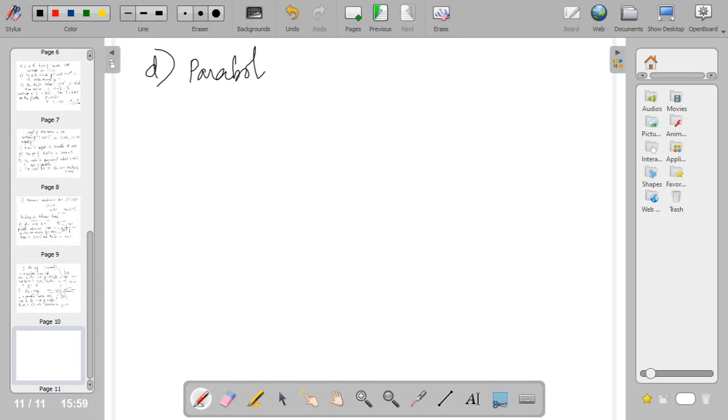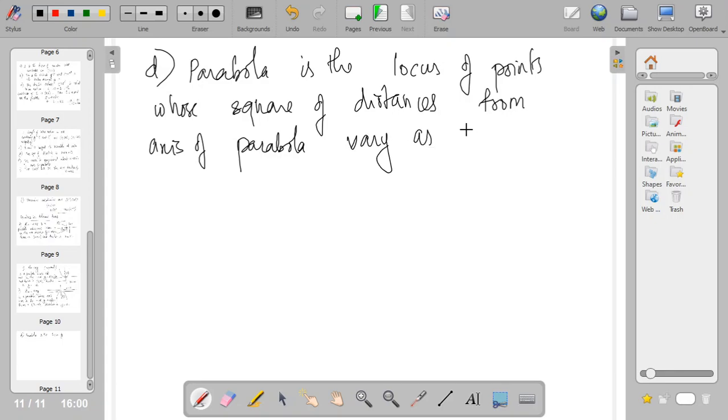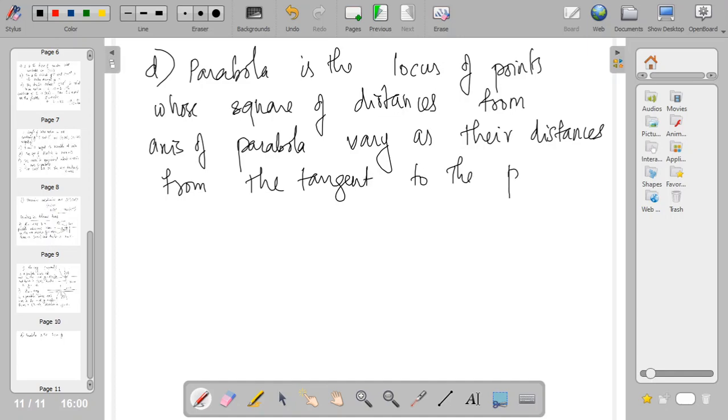So a parabola is the locus of points whose square of distances from the axis of the parabola vary as their distances from the tangent to the parabola at the vertex.